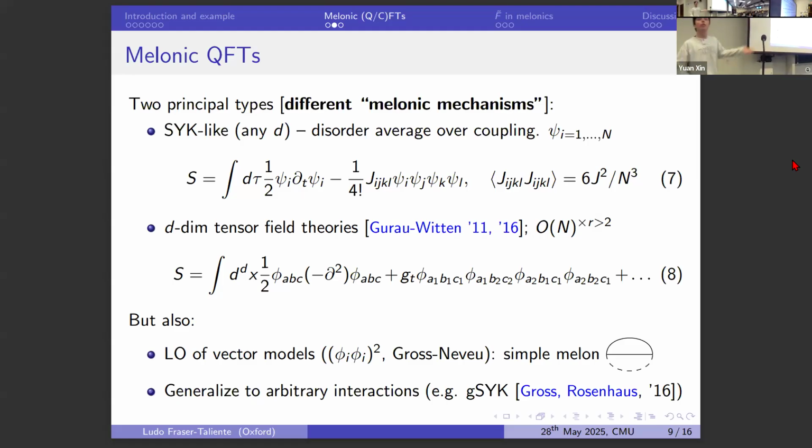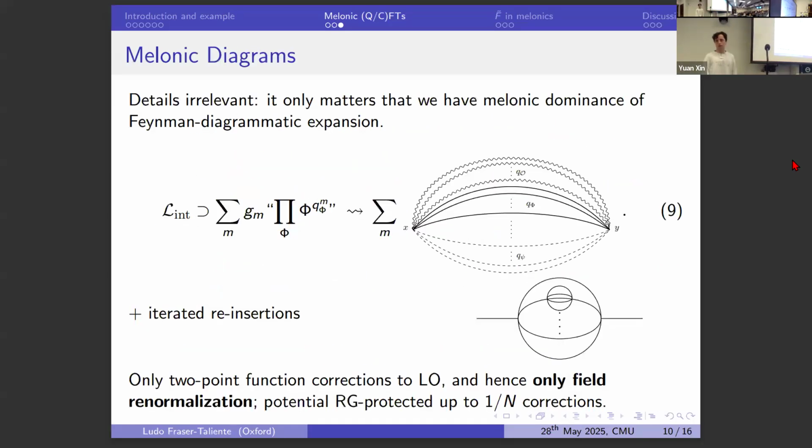And that was implemented by these tensor field theories of Klebanov and Witten. What are they? Well, you take a matrix model, but whack in an extra index. You get a whole bunch more interactions, but if you pick one of them in particular, you can tune and you can find this particular large N melonic limit. But of course, there are other ones. So the leading order of the vector models, as I just showed you. And you can generalize these to arbitrary interactions. And there are a few others. So the generalized SYK approach from Rosenhaus, etc.